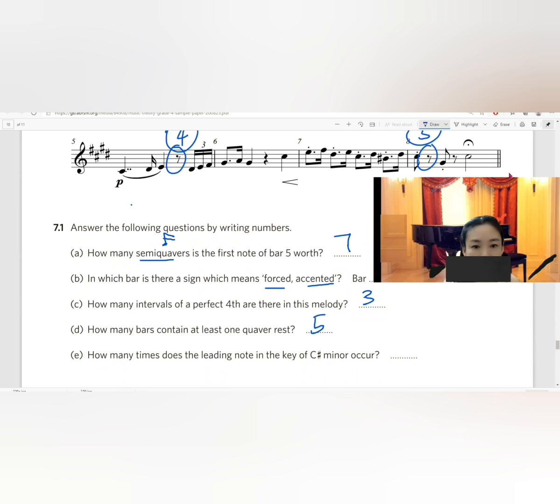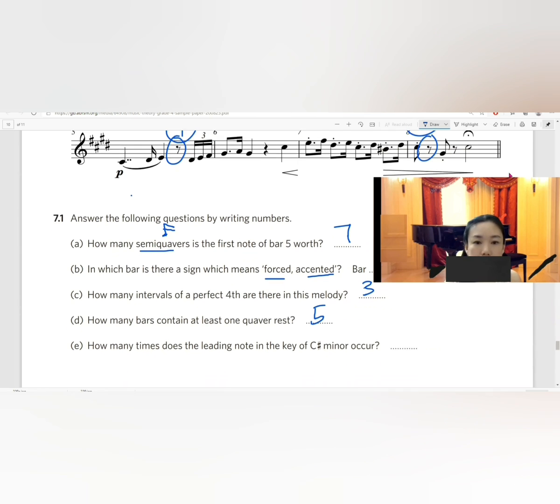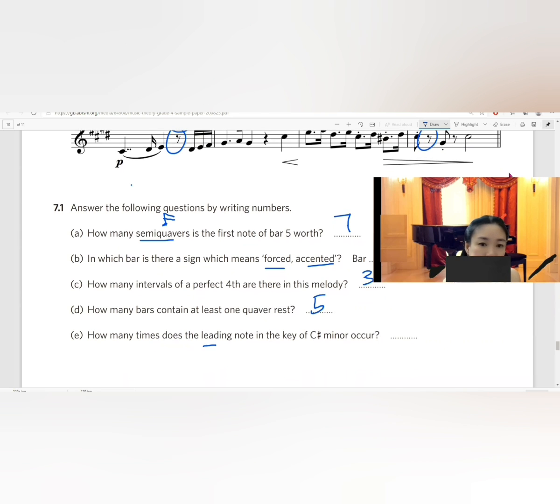How many times does the leading note in the key of C sharp minor occur? Okay, in C sharp minor, the leading note is raised a semitone, which means the B. Okay, let's go for the B sharp because it's a minor key.